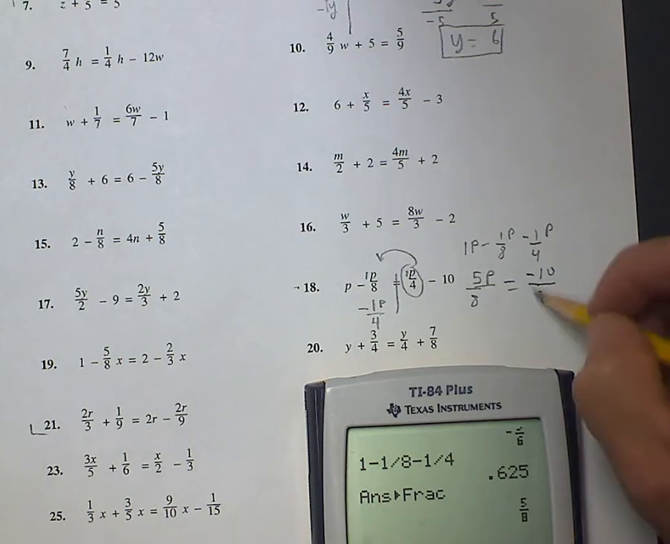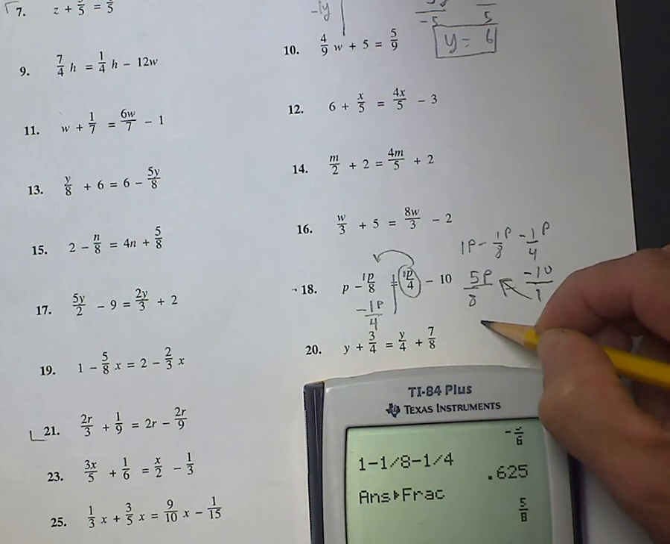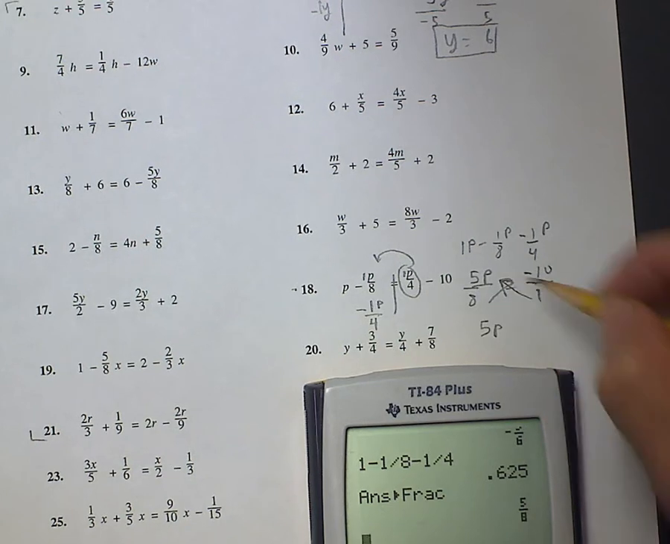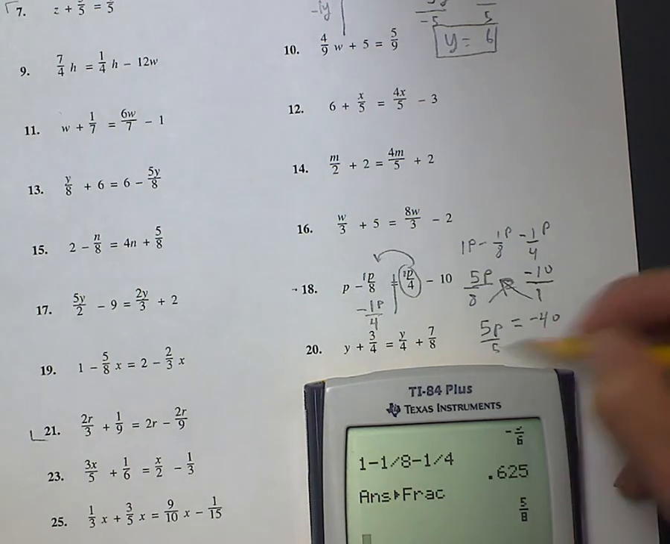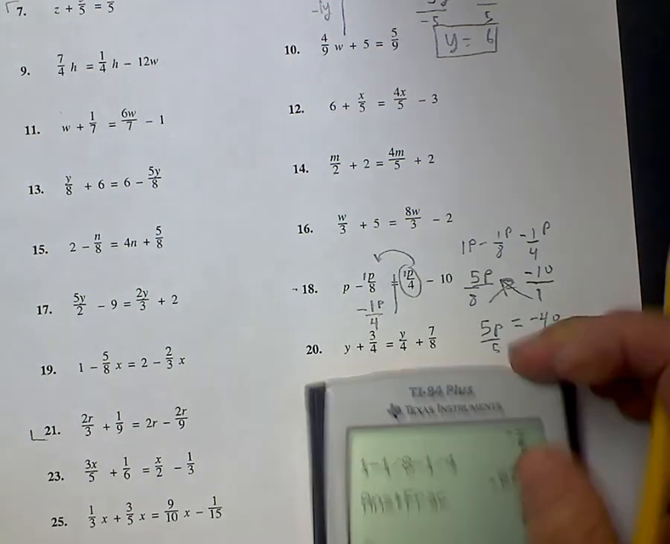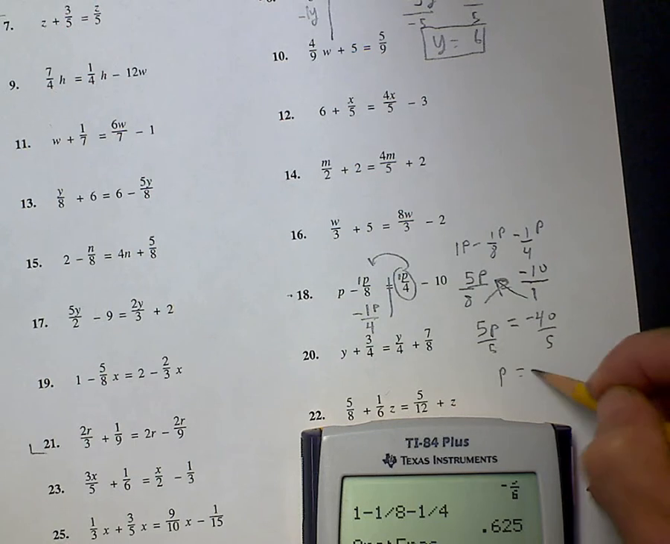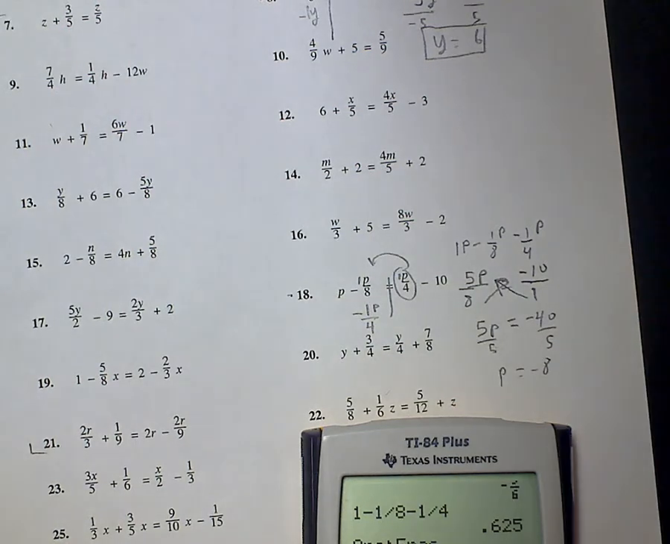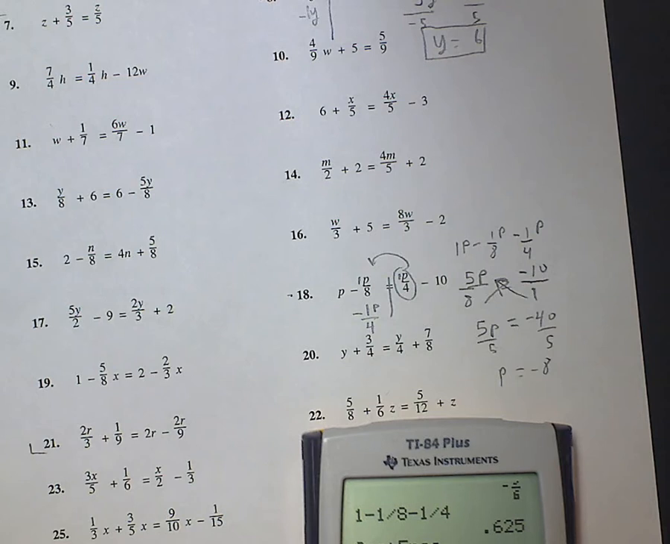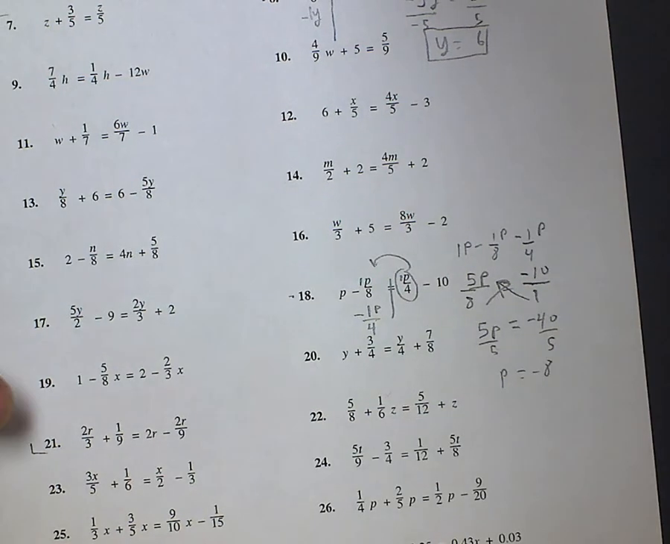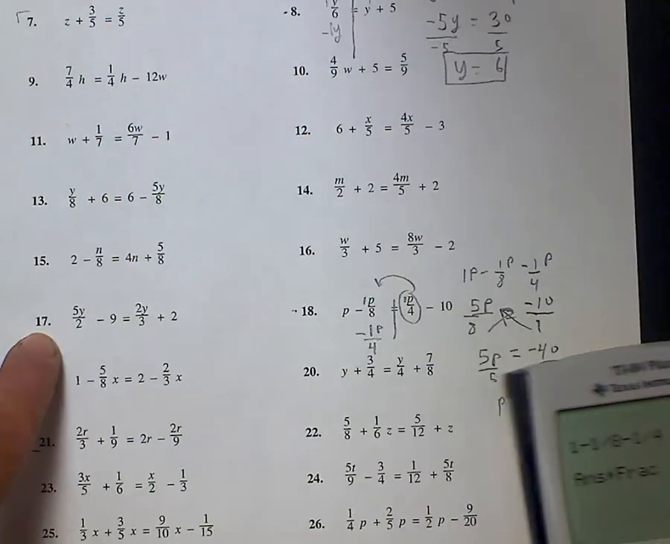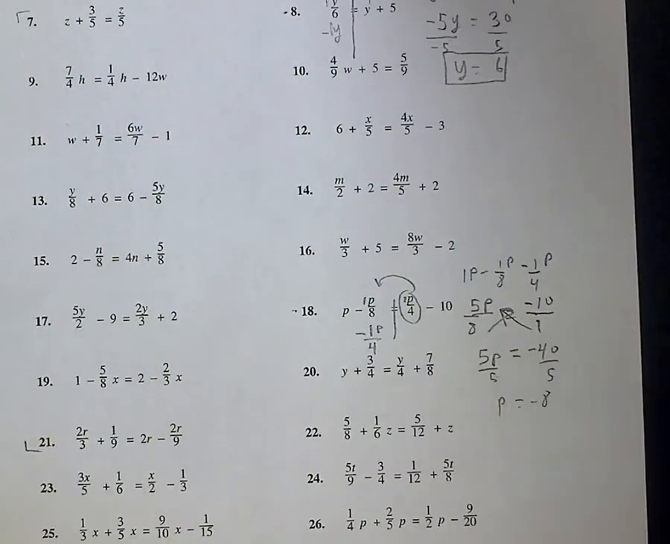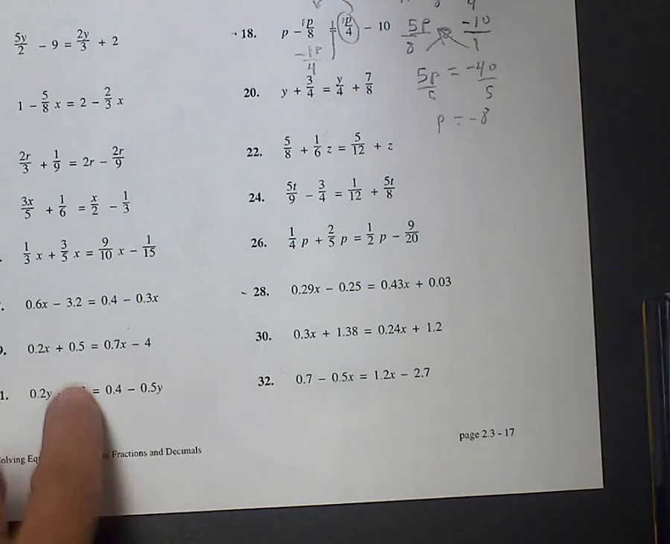Well, now I have a proportion I can solve. So the 1 comes up, giving me 5p. The 8 comes up, giving me negative 40. Divided by 5, and I have p equals negative 8. So what you're doing is 7 to 21 odd. So it's the left-hand side over here. Same kind of problems. And then you're going to drop down and have a couple of these decimal problems.